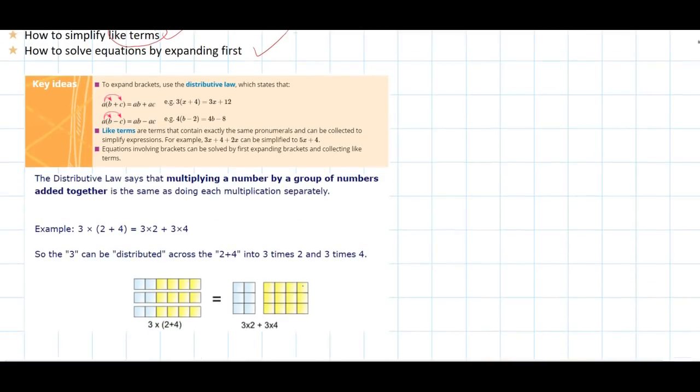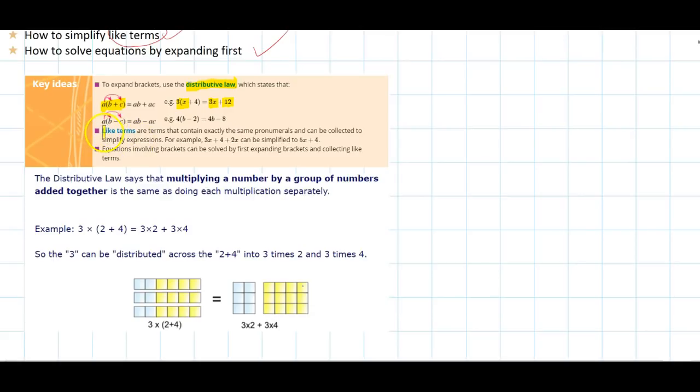First off, you're going to write down these key parts. To expand brackets, you're going to use the distributive law. This law states that anything multiplied by whatever is in the brackets is the same as, for example, 3 times (x plus 4) is the same as 3 times x, and then 3 times 4, which is 12. It's just distributing those factors, and we'll look at that a bit later on.